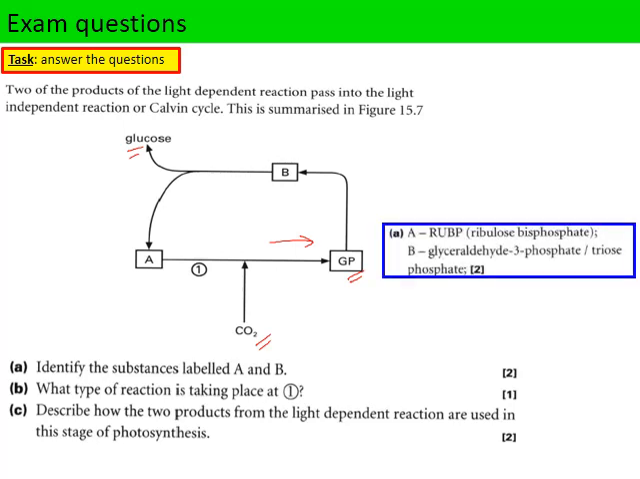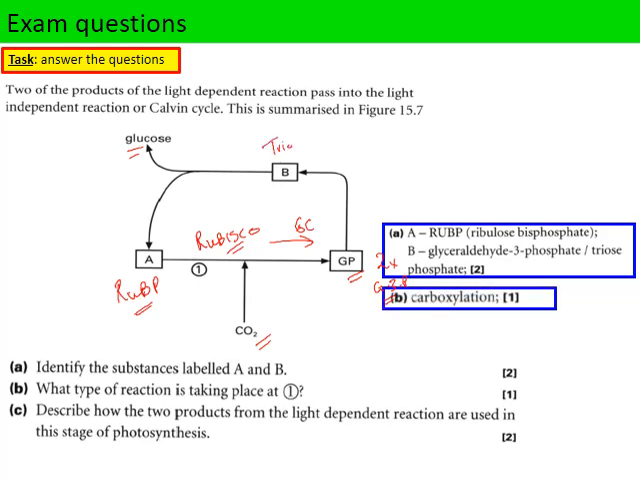So when it says identify A and B, well, we know A, it must be ribulose bisphosphate because we know that's fixed with carbon dioxide by the catalytic activity of Rubisco. Now that forms the unstable 6-carbon, but we know that splits into 2 times G3P in the stroma. And then it says what's B? Well, we know B must be triose phosphate because we know that's made from the reduction reaction involving ATP and reduced NADP from G3P, glycerate 3-phosphate.